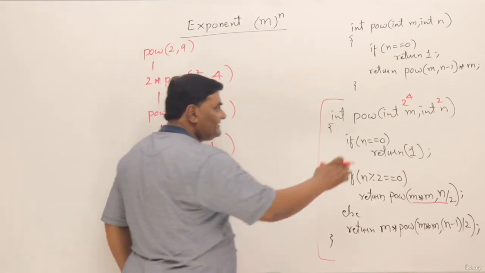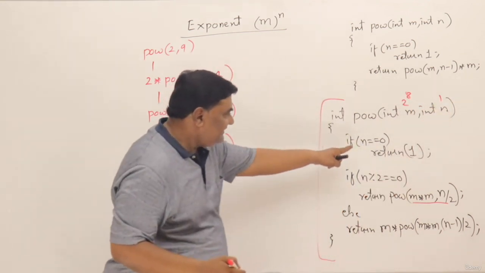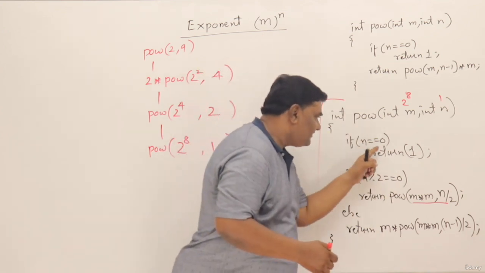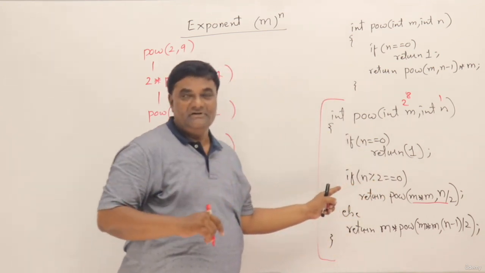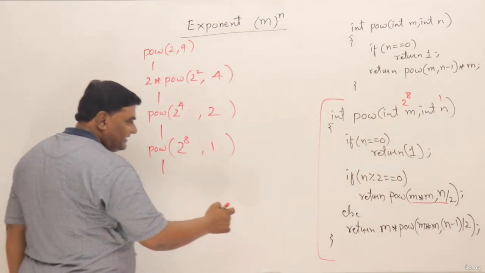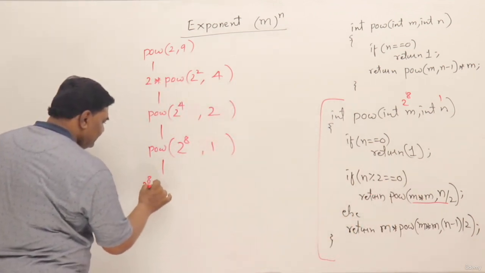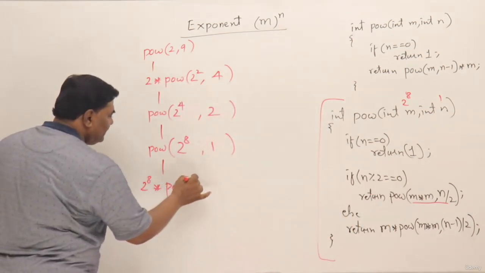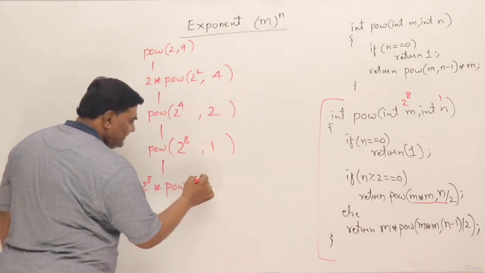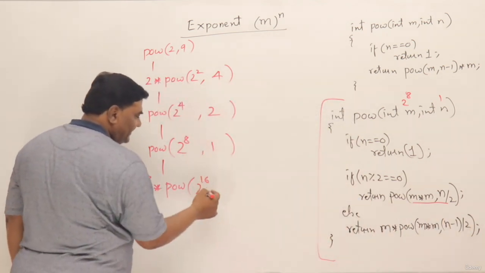Now this call, this is 2 power 8 and this is 1. This time n is not 0 and n is not an even number, it is 1. So it enters into the odd part. So in that, m into power of so and so. So m is how much? 2 power 8 into power of m into m, that is 2 power 8 into 2 power 8, that is 2 power 16, comma n minus 1 by 2. 1 minus 1 by 2, that is 0.